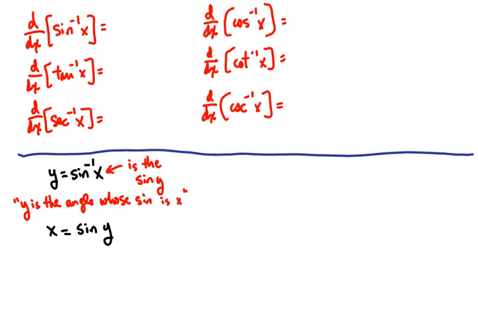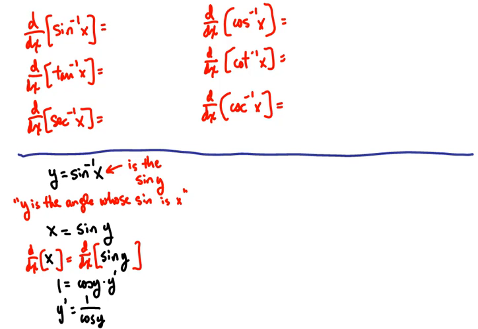Then what we're going to do is take the derivative of both sides using implicit differentiation. The derivative with respect to x of x is simply 1. And the derivative of sine of something is cosine of that thing. Since the variable is y and not x, we still need to multiply the cosine of y by the derivative of y, which is y prime. If I divide both sides by cosine of y, I get that y prime is equal to 1 over the cosine of y. Well, it's not optimal to leave this in terms of y. We would much rather have it in terms of x.